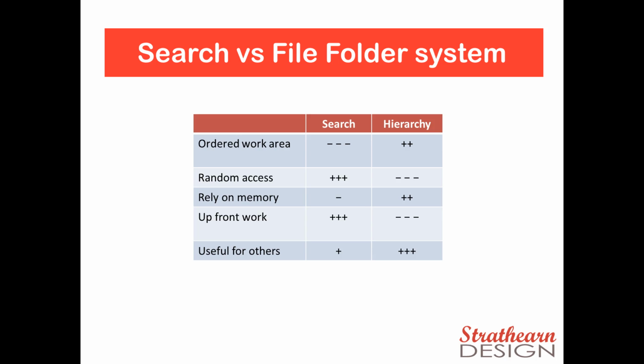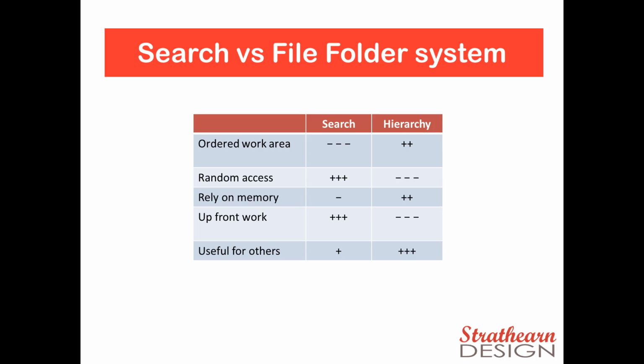Next one is relying on memory. Search isn't that great. If you don't know the term that you want to search for, then you're going to have a problem. But with hierarchy, even if you have a vague idea, you can begin to hunt. In terms of upfront work, obviously search doesn't require any upfront work because it's just done automatically, whereas hierarchy requires you to organize it yourself. And then in terms of it being useful for others, search is good because you can search whatever you want, but a hierarchy really gives you like a taxonomy and a structure to look through.